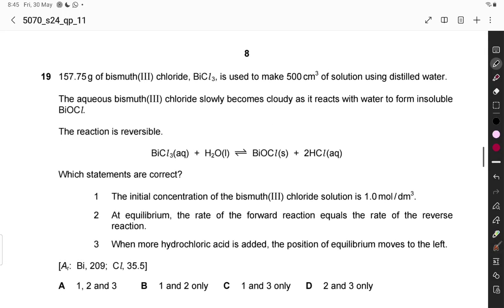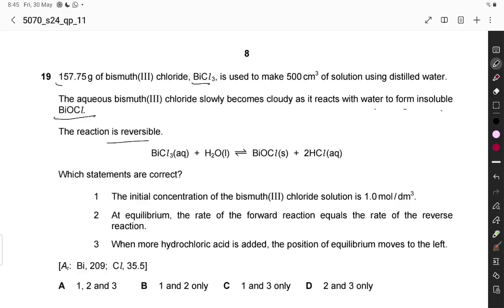Question number 19. 157.75 gram of bismuth 3 chloride is used to make 500 centimeter cube solution using distilled water. The aqueous bismuth 3 chloride slowly becomes cloudy as it reacts with water to form insoluble BiOCl. The reaction is reversible. Which statements are correct? The initial concentration of the bismuth 3 chloride solution is 1 mole per dm cube. So how to check initial mole?